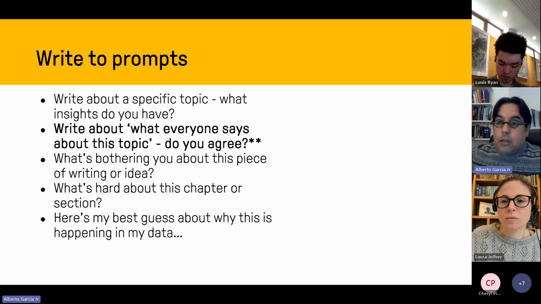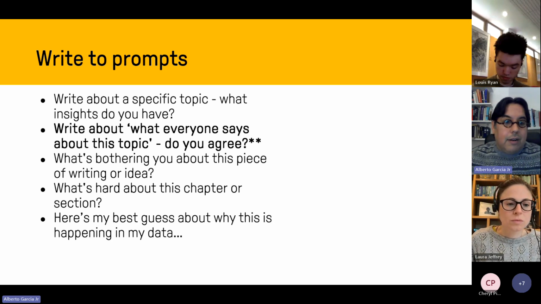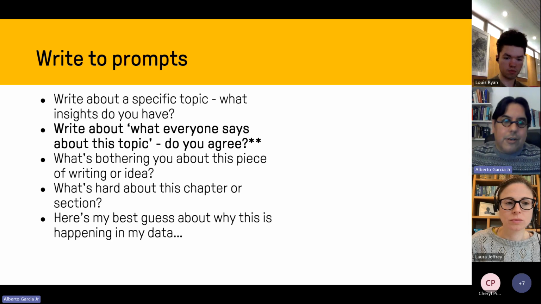It can also be helpful, if you can't think about what to write, to write the prompts. And this can be quite nice. So basically you can write about specific topics: what insights do you have on a particular topic? What does everyone say, and do you agree with it? Why or why not? What's bothering you about this piece of writing or this little section in your writing? Get those ideas out there. What's hard about this section or the chapter? And you can say sometimes, here's my data. Here's my best guess of what's happening and why. So this helps to get your ideas out there in the first place.